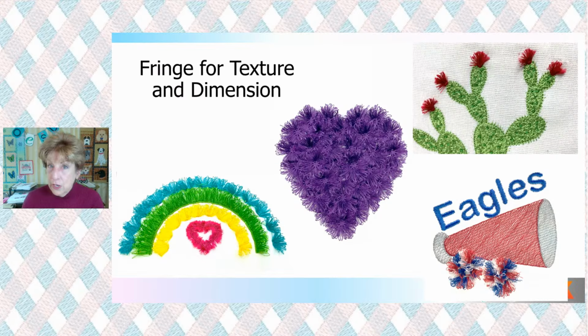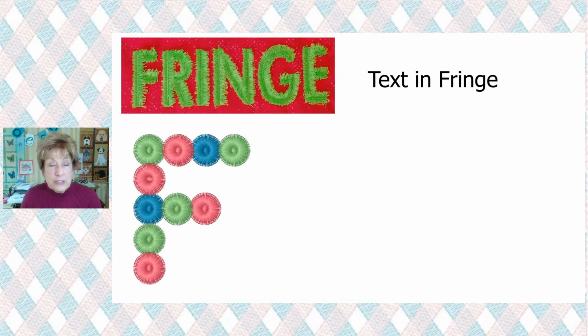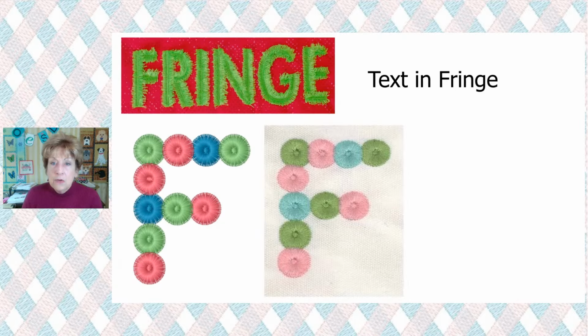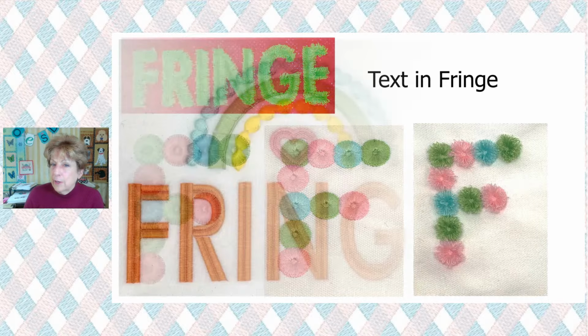You can make a picture out of it, like that rainbow. You can fill a shape like that heart. You can have accents like on the ends of the cactus, or it can even be part of your design, like those pom-poms and the megaphone. You can even make it into a letter. So all you do is take your fringe elements, arrange them in the shape of a letter, stitch them out, release the fringe, and now you've got a fuzzy fringe letter.